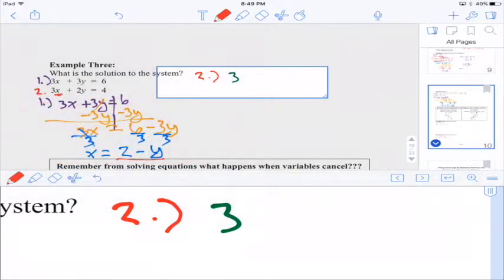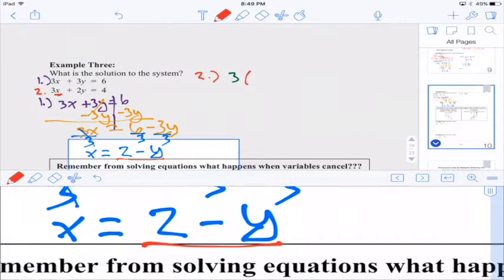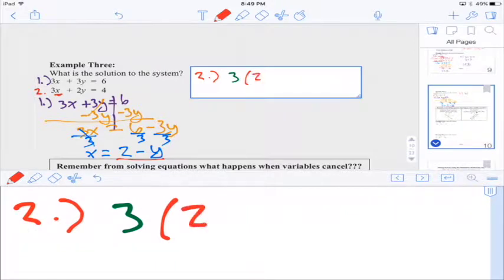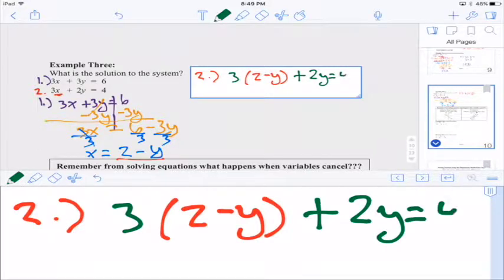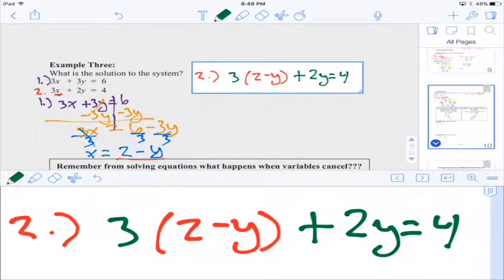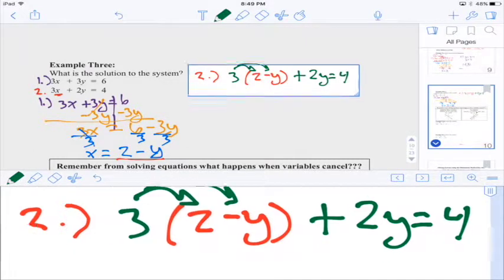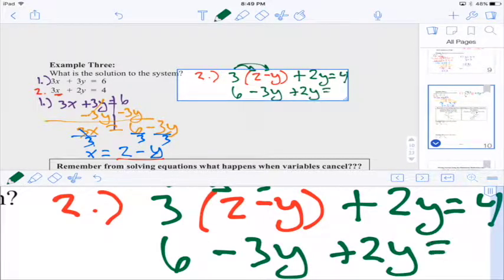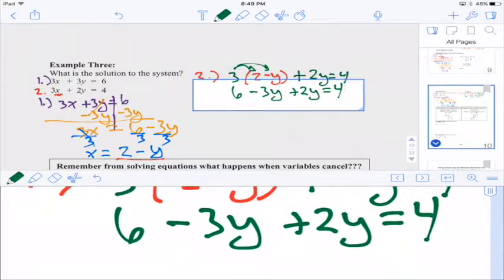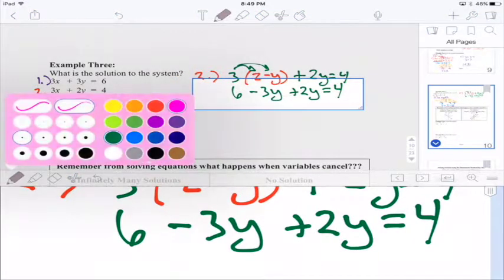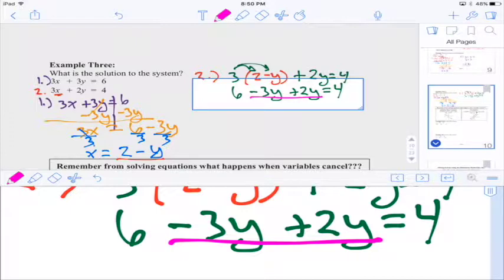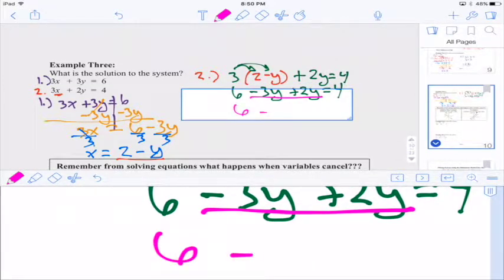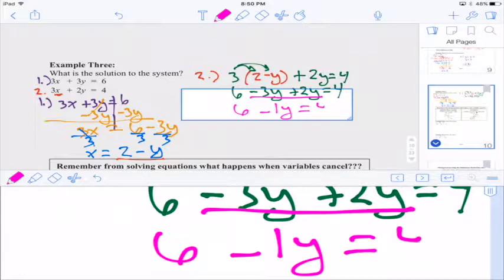So I've got 3, and I'm putting in 2 minus y instead of x. Still have plus 2y equals 4. Okay, now I need to distribute. So 3 times 2 is 6. 3 times negative y is negative 3y plus 2y equals 4. I distributed, now I need to combine like terms. So negative 3y plus 2y is negative 1y equals 4.